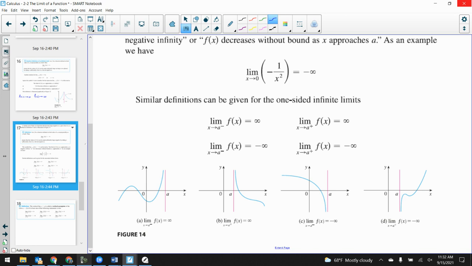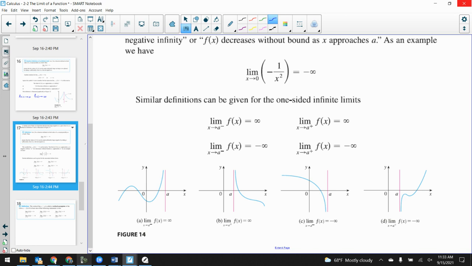Take a look. The limit as x approaches a from the negative side, from the left side. What's the limit? Positive infinity. Goes up. The limit as x approaches a of f of x from the right side: positive infinity. The limit as x approaches a from the negative side, going down, elevator down, negative infinity. From the right side, negative infinity. So it's that idea of a vertical asymptote.